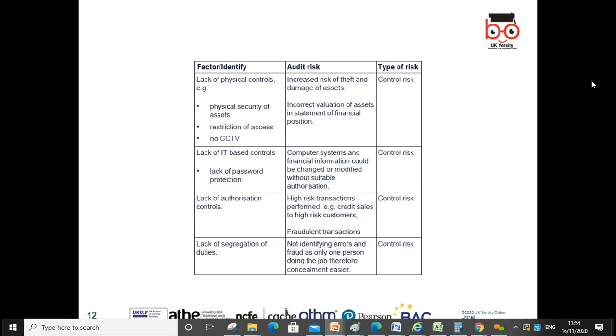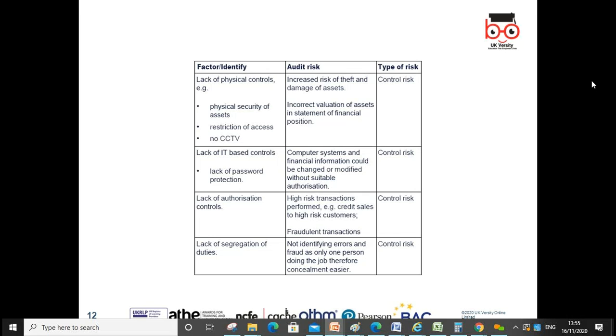Lack of physical controls, what does that mean? I understand it's physical control of assets, for example. There wasn't any locker, yes. Let's say you are a jewelry business, something physically controlled. So that control is a lack of IT-based control. How can there be an increased risk of theft of assets? Because if you don't have controls, anybody can damage the asset.